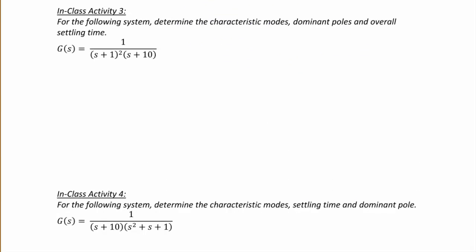In class activity 3, for the following system, determine the characteristic modes, dominant poles, and overall settling time. The first thing we're going to do is rewrite this as if we were going to find the partial fraction expansion. 1 over (s plus 1) squared times (s plus 10) can be written as a over s plus 1, plus b over (s plus 1) squared, plus c over s plus 10.